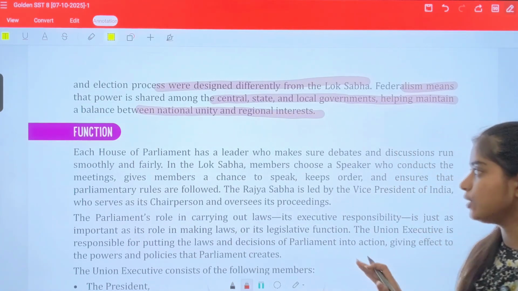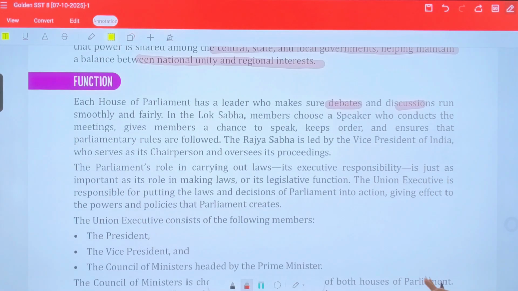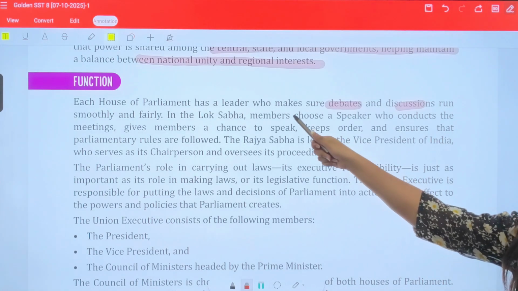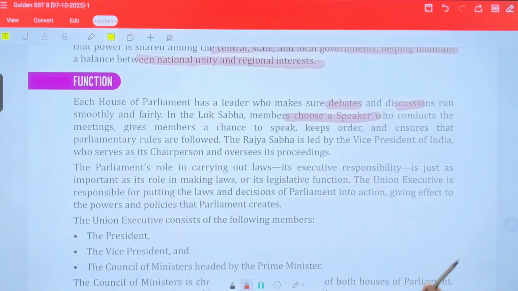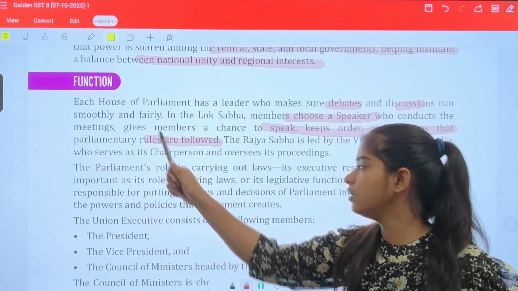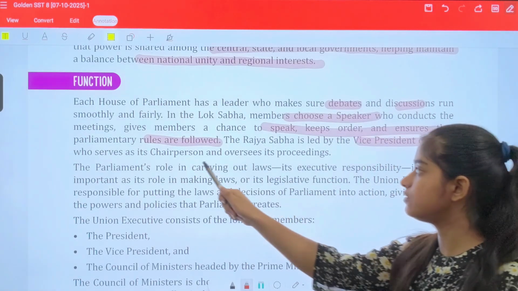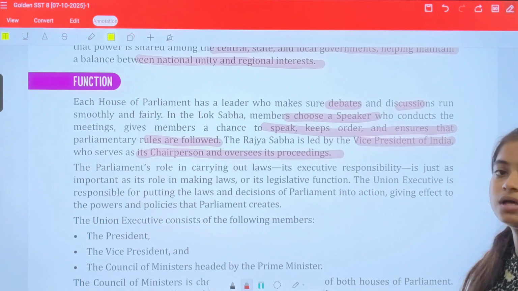Let's study. Each house of parliament has a leader who makes sure debates and decisions run smoothly and fairly. The Lok Sabha members choose a speaker who conducts the meeting, gives members a chance to speak, keeps order, and ensures that parliament rules are followed. The Rajya Sabha is led by the Vice President of India, who serves as its chairman and oversees its proceedings.